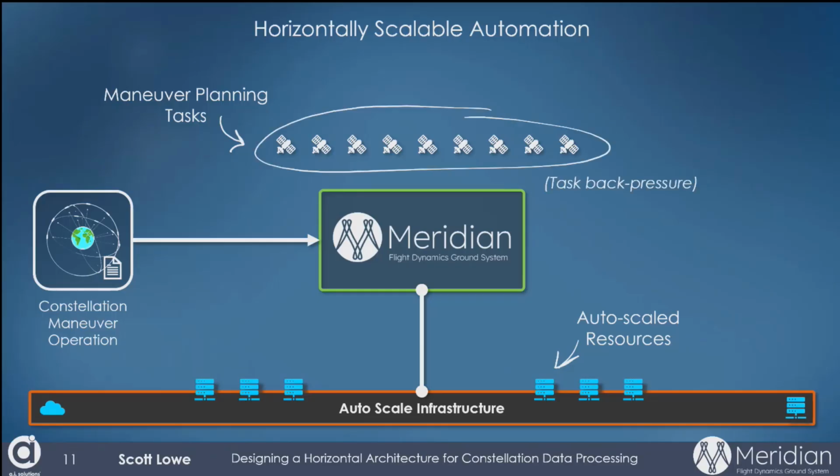And so as you're running these maneuver planning tasks, this generates what we call task back pressure. This is all of the volume of data and CPU time that you need in order to plan these individual tasks. And then Meridian manages that task back pressure by feeding it into the auto-scaled resource system. And this is essentially our pressure control system. You can think of this as a flight dynamics specific load balancer.